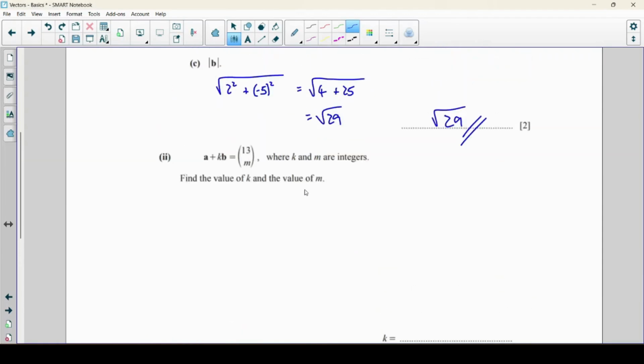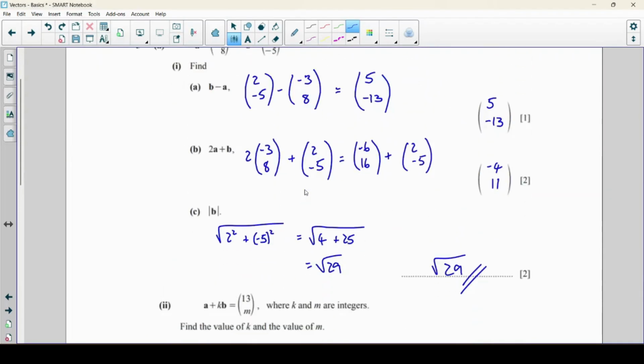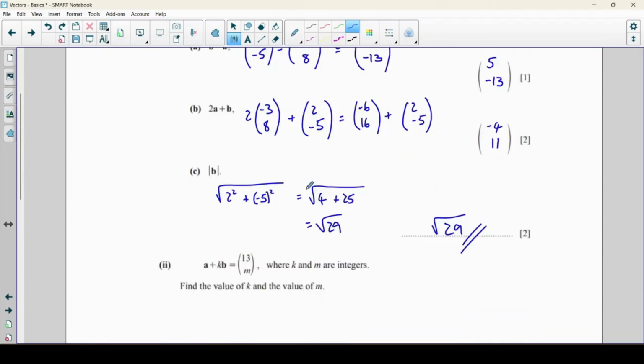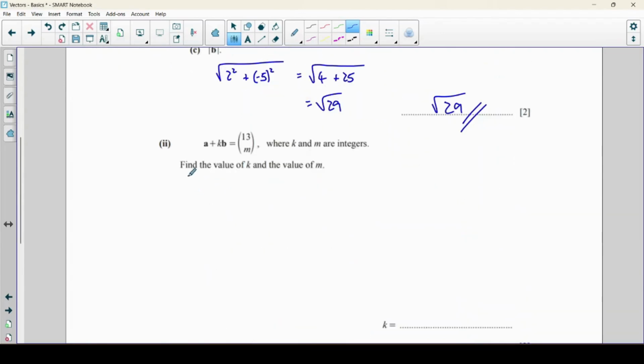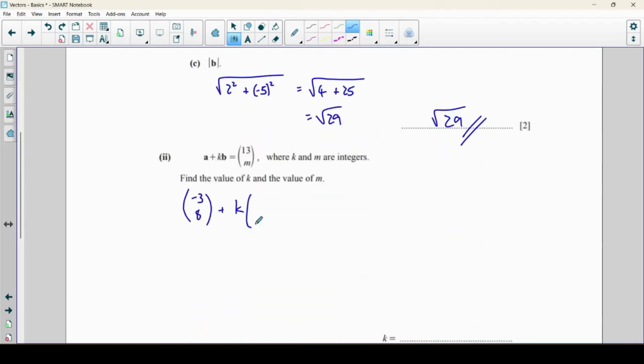Slightly unusual question compared to what we're used to. We're given a plus k times b, so let's write that out first. So we've got a, which is minus 3, 8, plus k times b, and b was 2, minus 5. And we're told that that is equal to 13, m.